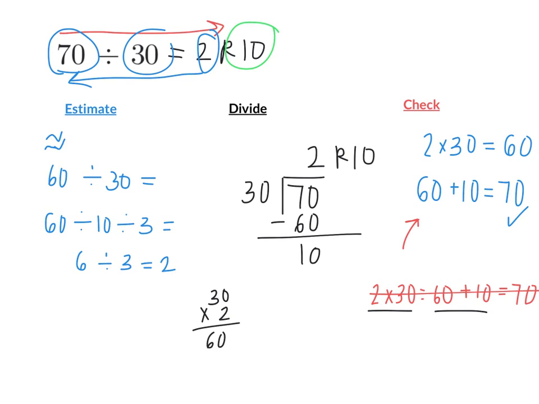Make sense? Good. When I'm doing my check, it's like I'm taking my whole of 70 and splitting it into two parts: 60 and 10. And 60 is the part that is divisible by 30, and this is why we're doing 2 times 30 equals 60, and then we add 10. Make sense? Good.